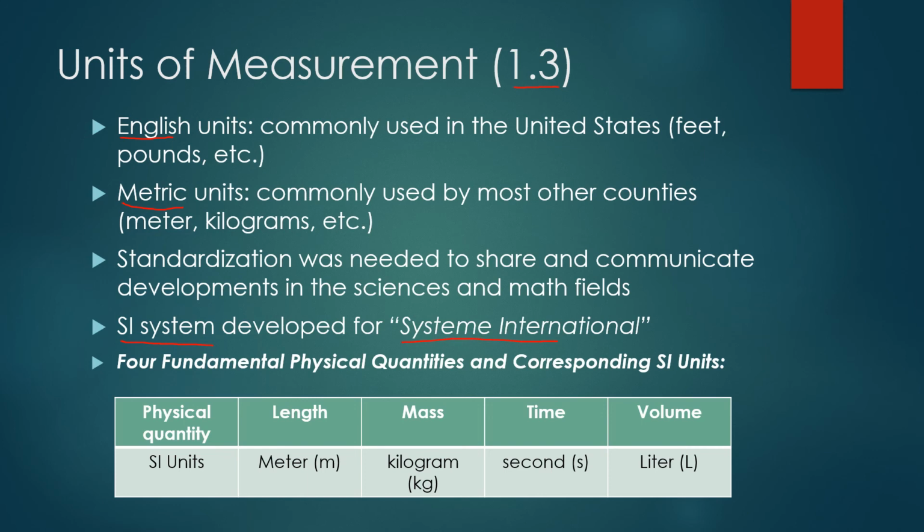So there are 4 fundamental physical quantities and corresponding SI units listed below. So in length, we're going to use the meter. For mass, we're going to use the kilogram or gram, which is most often used in chemistry as gram, not kilogram. For time is seconds. Now that one we're used to. We use seconds here as well. And then for volume, we're going to use the liter.